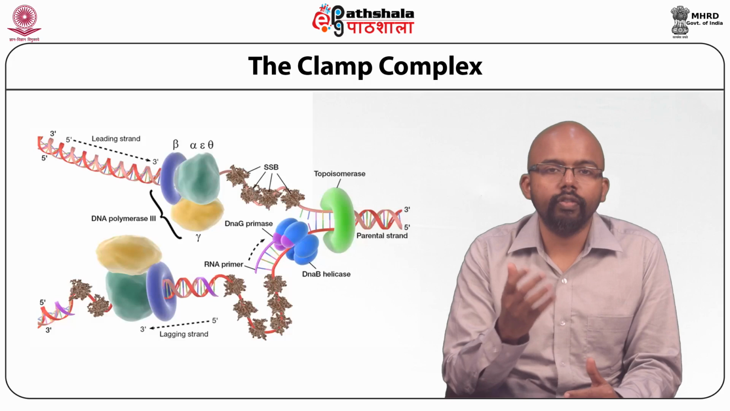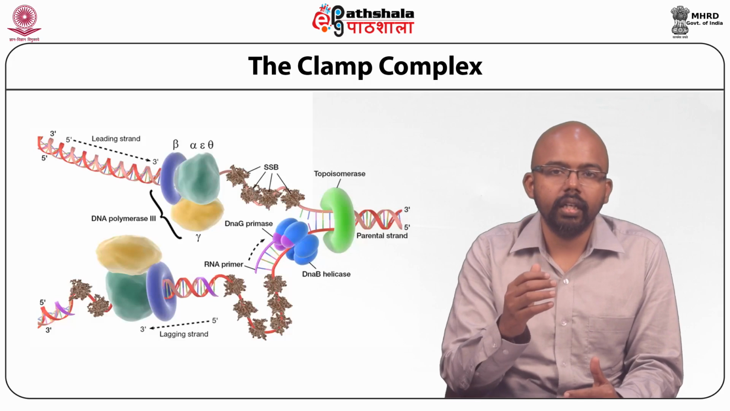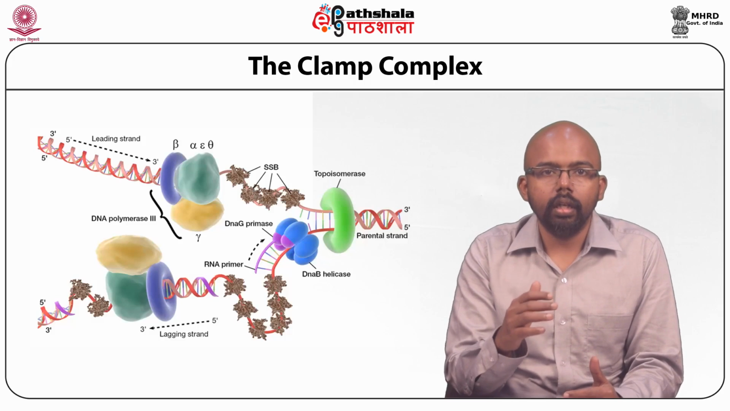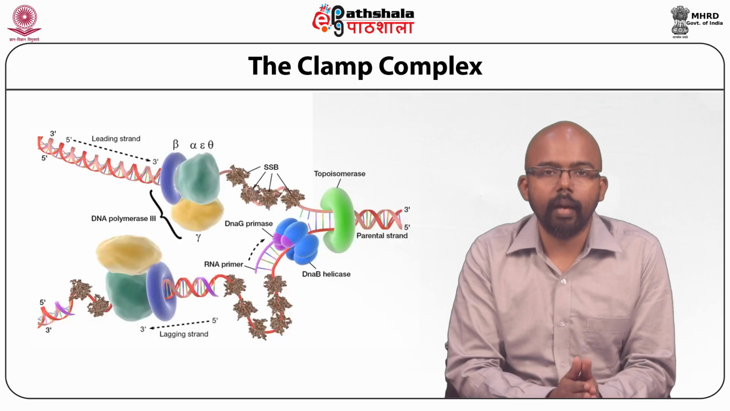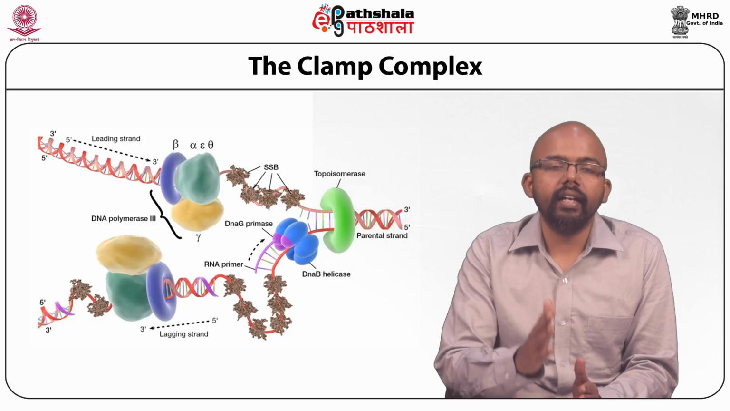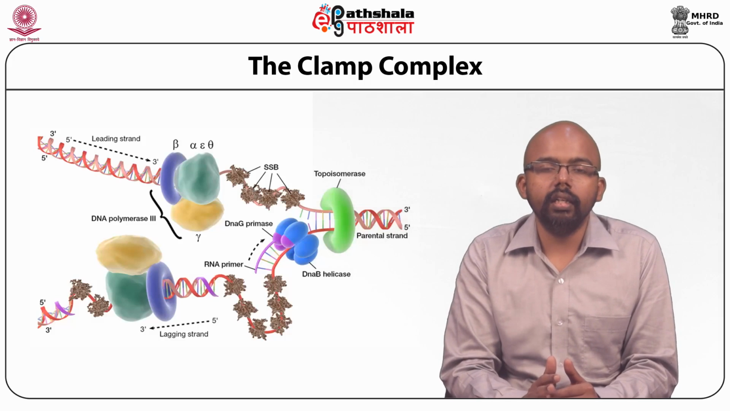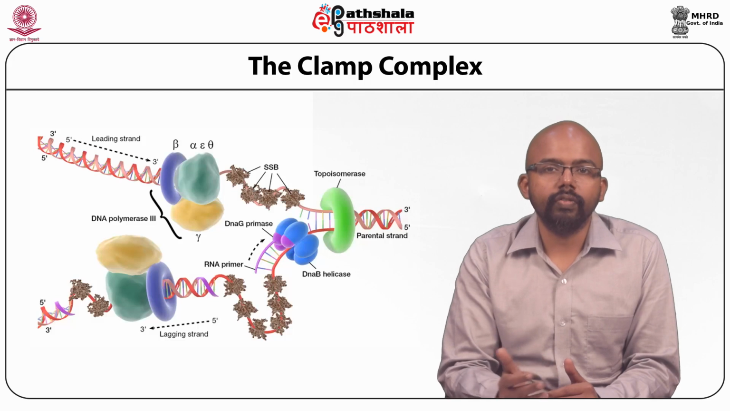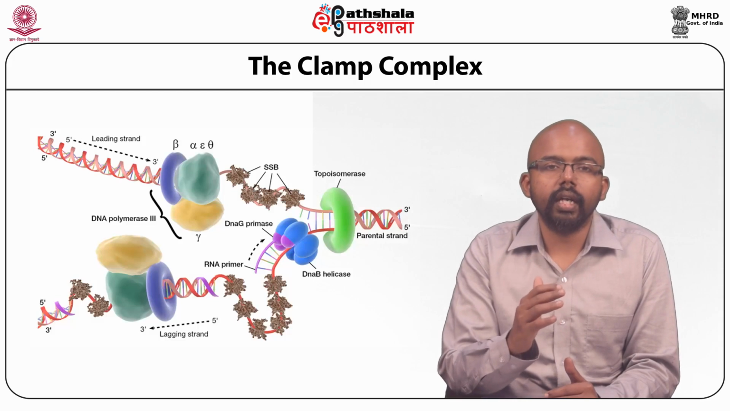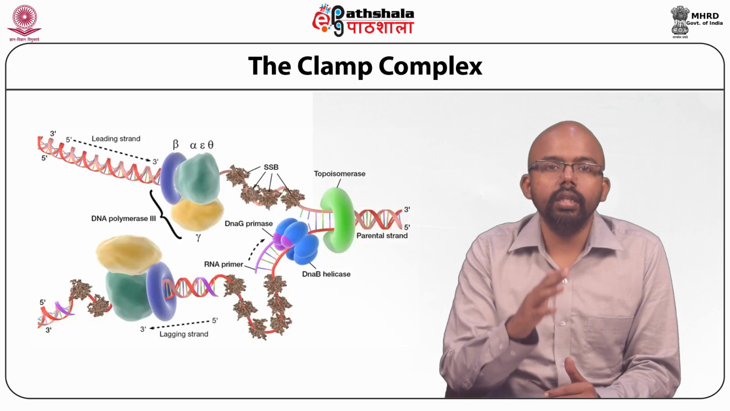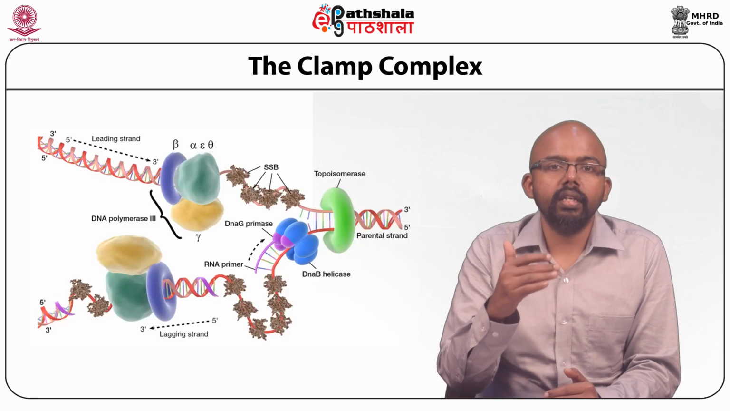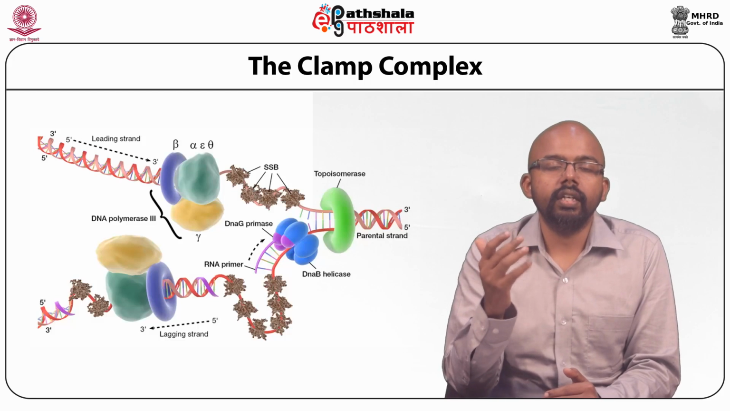Now what is the role of this clamp? As you can see from the figure, the clamp can be seen right in front of the core DNA polymerase. The interaction between the clamp and the polymerase is much stronger than the direct interaction between the polymerase and the template DNA strand. Because of this, the clamp increases the number of nucleotides that the polymerase can add to the strand before dissociation, meaning the clamp increases the processivity of the DNA polymerase.